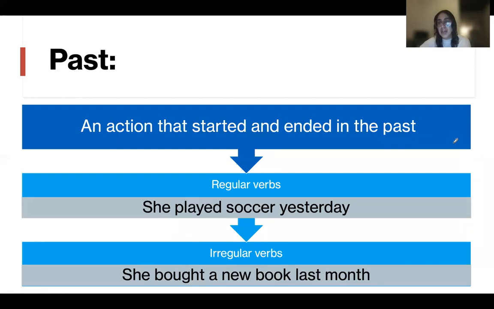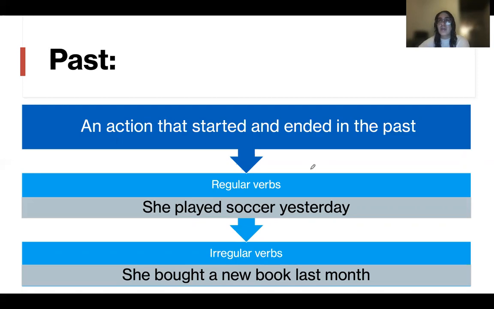Past. When we're talking about past, remember we're talking about time. We focus on when something occurred. In this case, we're talking about an action that started and ended in the past. Like for example, born, because this is something that happened in the past and ended in the past.